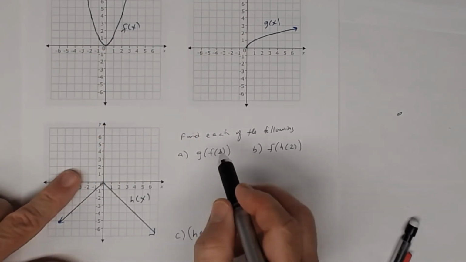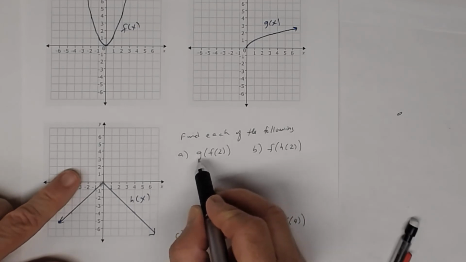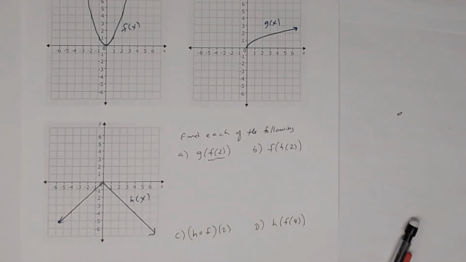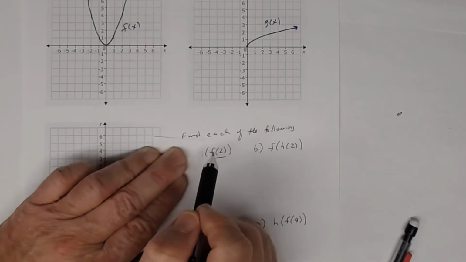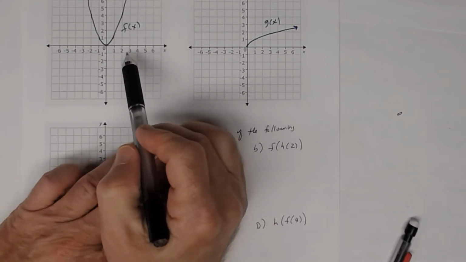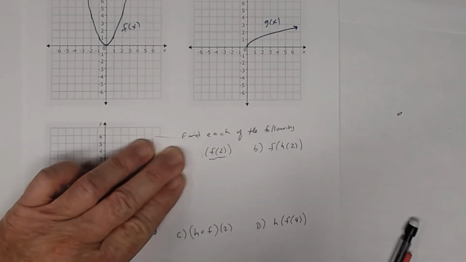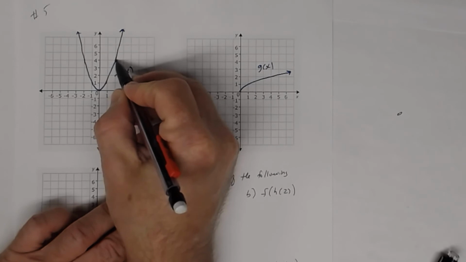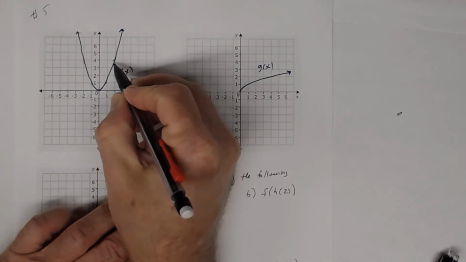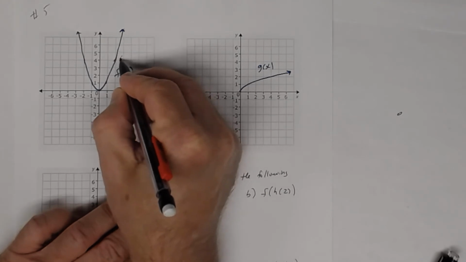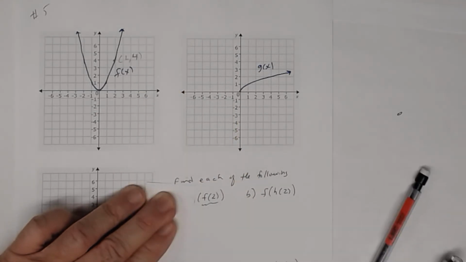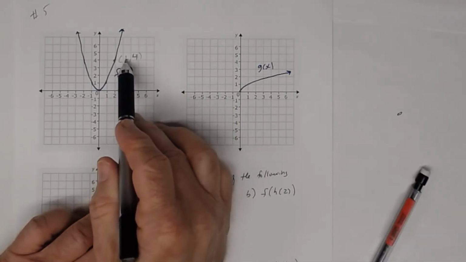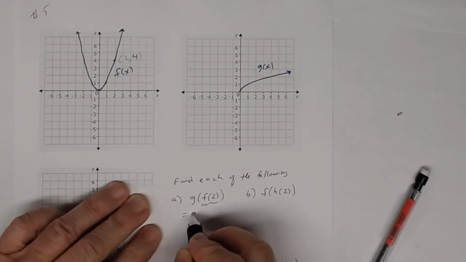All right, so let's find f of 2. The first one we'll find is g of f of 2. So first of all, let's find f of 2. Remember, you're going to go to your function f. So there's the one that's function f. When x is 2, what's that y value? Notice when x is 2, here's that point right here, right? If you need to put a dot there, put a dot there. So when x is 2, that y value is 4. If you need to label it, label it. That's (2, 4), isn't it? See that? (2, 4). So f of 2 is 4.